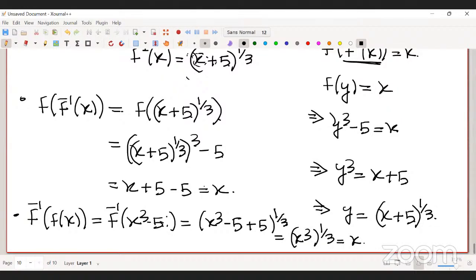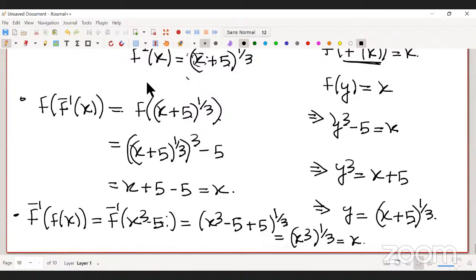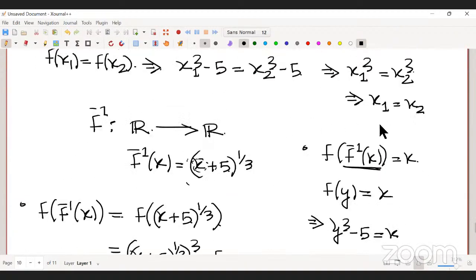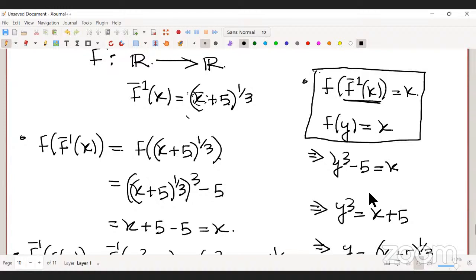So that basically means whatever we have computed is precisely the inverse of this function. The main idea is you have to write y in terms of x. Once you are done with writing y in terms of x, then you have f inverse of x. Is it clear how we are computing the inverse of this function? Okay, a little bit down the page, please.